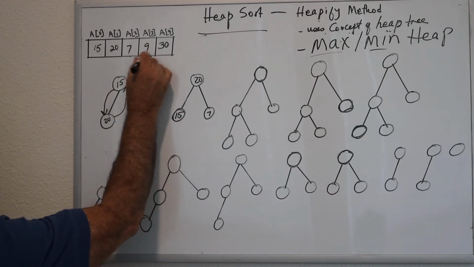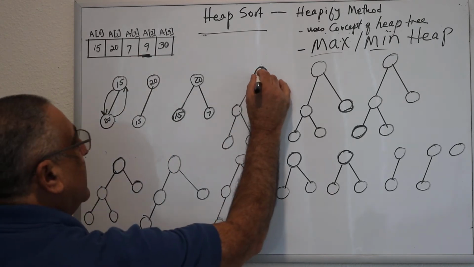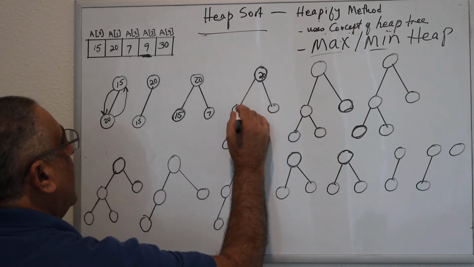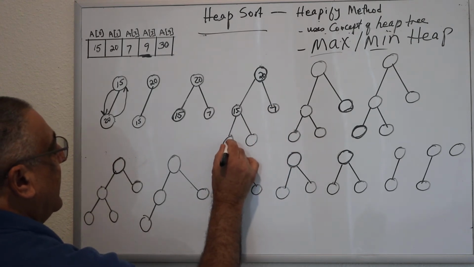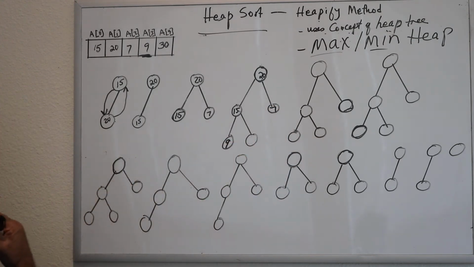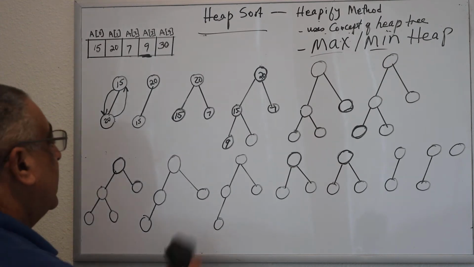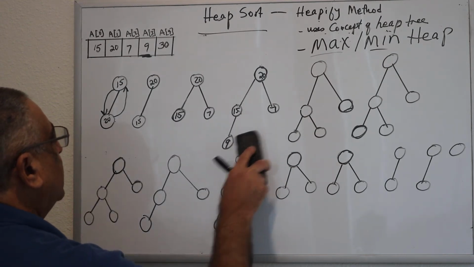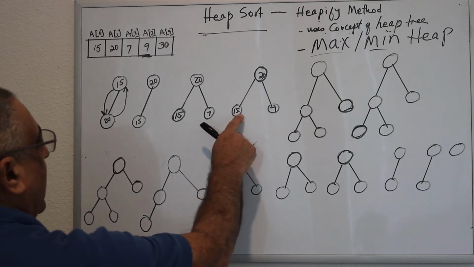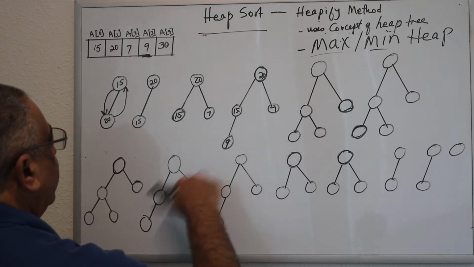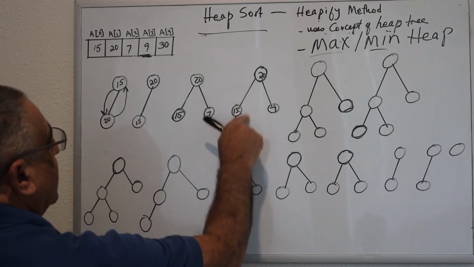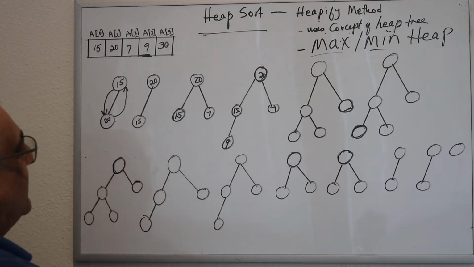Now I'm going to add a 9. So in this case, I have 20, I have 15, I have 7. Now if I put a 9 here, does this meet the heap standard? If it does, then this is fine. Okay, so I added it, and every parent node is greater than the left or right child. So 15 is greater, 20 is greater, so this is no problem.